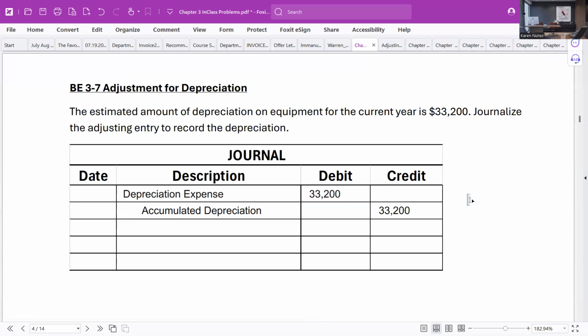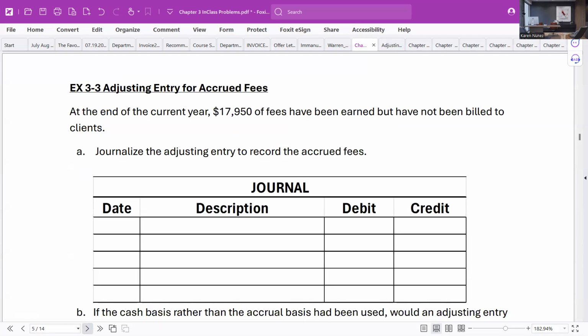And that's the entry for the depreciation, that third kind of adjusting entry. Next, let's look at accrued fees. So now we have an accrual. We need to accrue for these fees. At the end of the current year, they've got $17,950 of fees that have been earned, but they haven't billed yet to the clients.